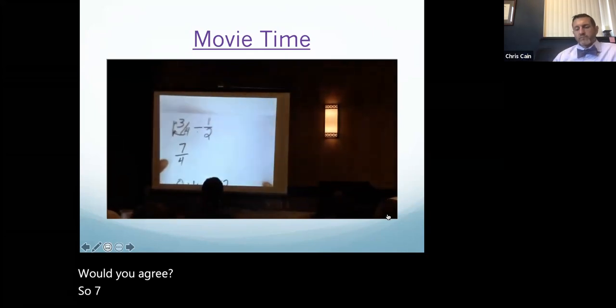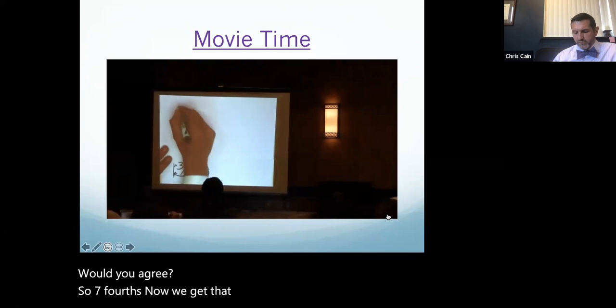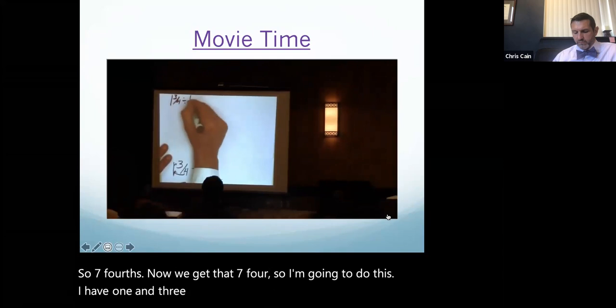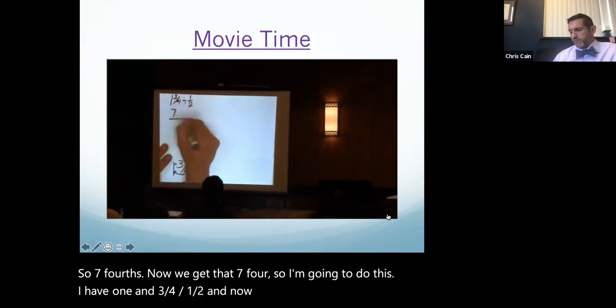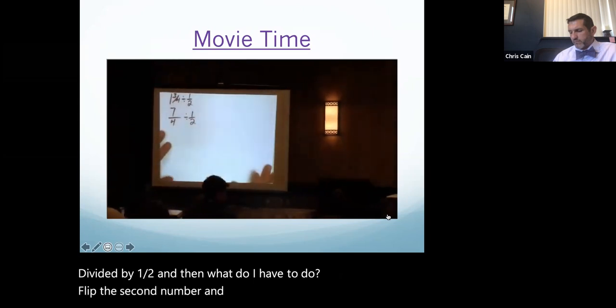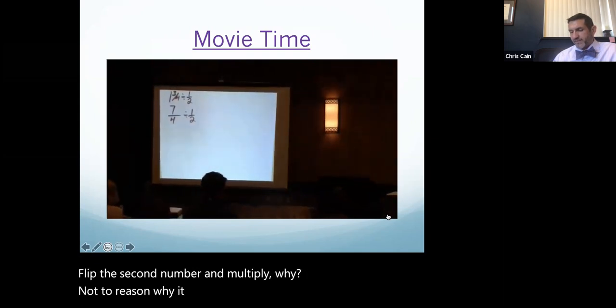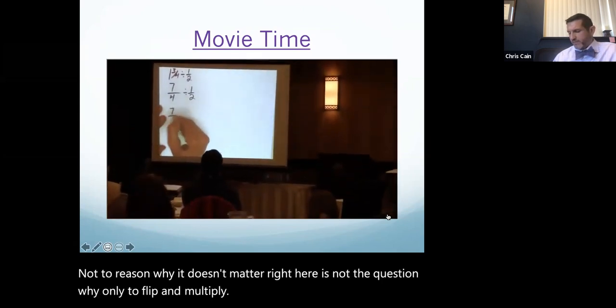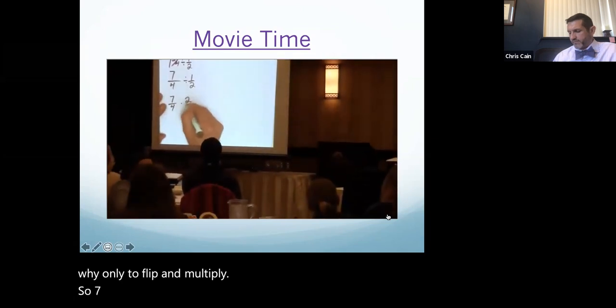Now we get that 7/4. So I'm going to go ahead and do this. I have 1 3/4 divided by a half, and now I have 7/4 divided by a half. And then what do I have to do? Flip the second number and multiply. Why? Yeah, not to reason why. It doesn't matter, right? Yours is not to question why, only to flip and multiply. Good. So 7/4 times 2/1.